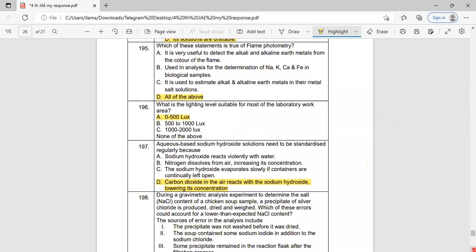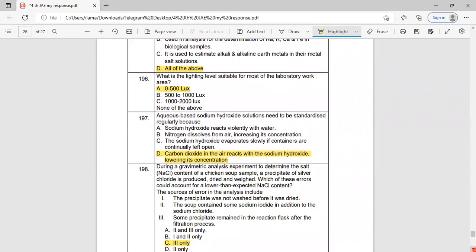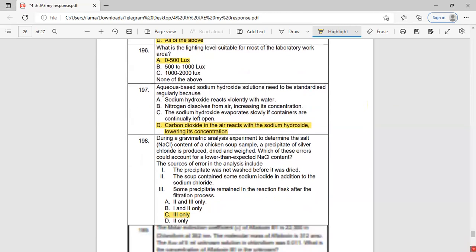During the gravimetric analysis experiment to determine the salt content of a chicken soup sample, a precipitate of silver chloride is produced, dried, and weighed. Which of these errors could account for the lower than accepted NaCl content? Some precipitate remained in the reaction flask after the filtration process. So option C, 3 only, is the correct answer.